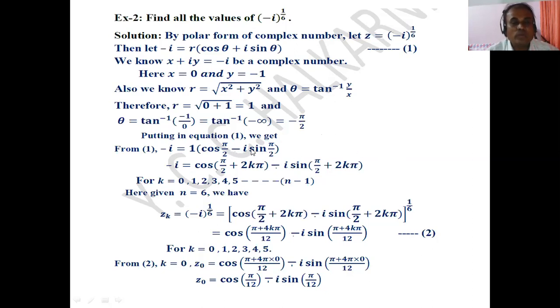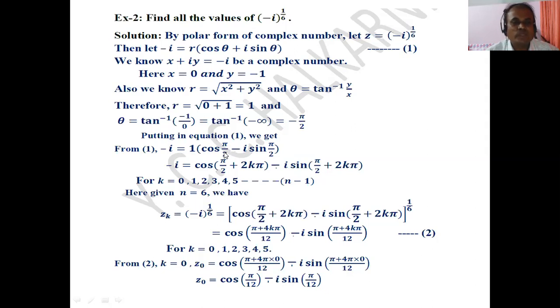Now we generalize this formula, because the value of cos pi by 2 minus i sin pi by 2 is equal to minus i. But other angles also give the value minus i. So it is said to be the generalized formula.